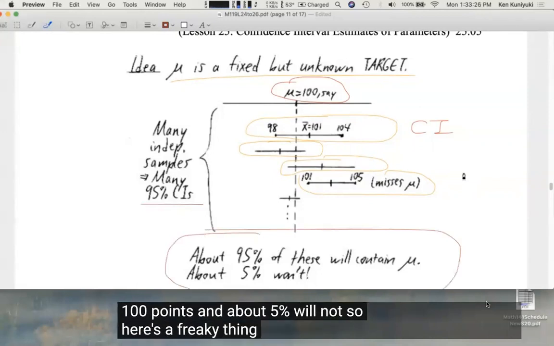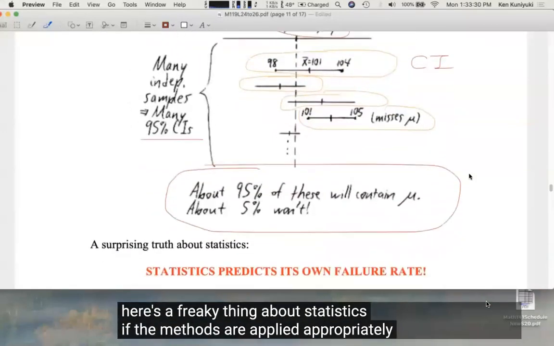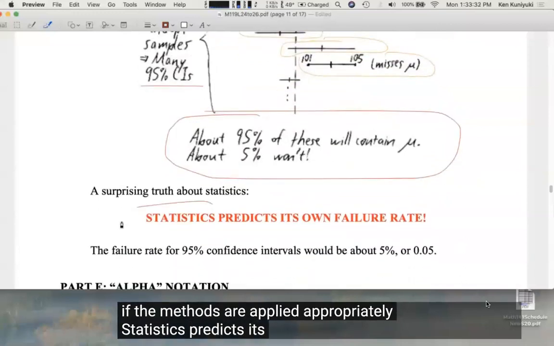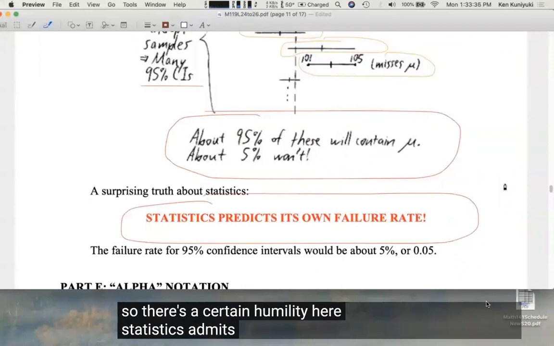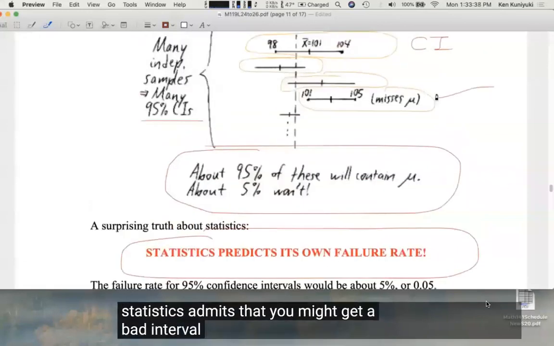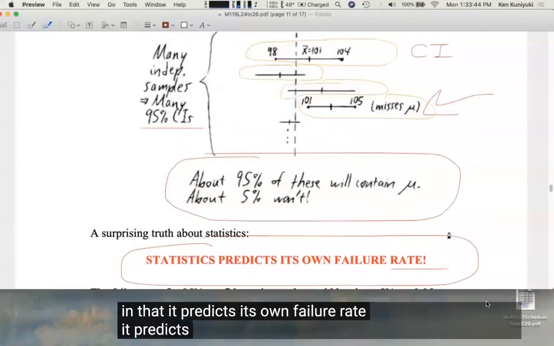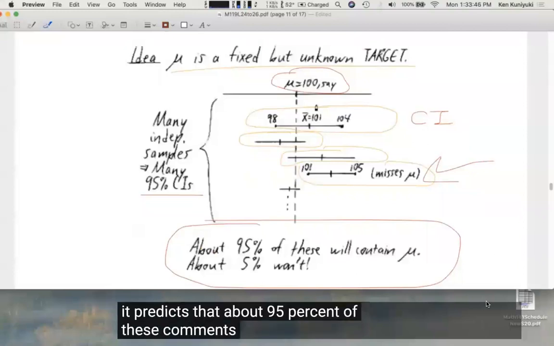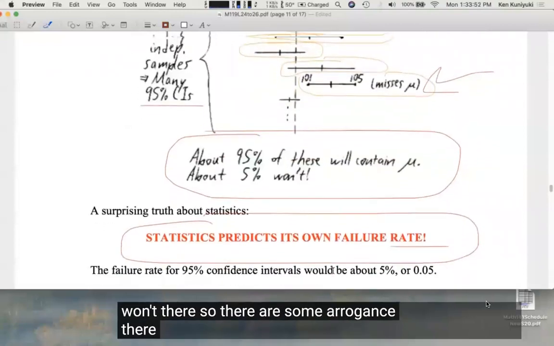So here's a freaky thing about statistics. If the methods are applied appropriately, statistics predicts its own failure rate. So there's a certain humility here. Statistics admits that you might get a bad interval sometimes. But there's an arrogance in that it predicts its own failure rate. It predicts that about 95% of these confidence intervals will contain the true value of mu, and about 5% won't. So there is some arrogance there.